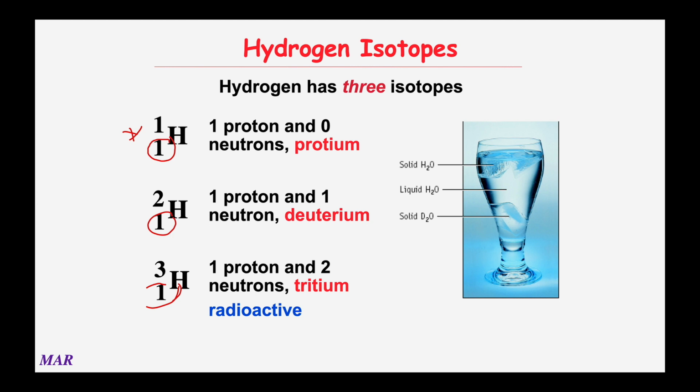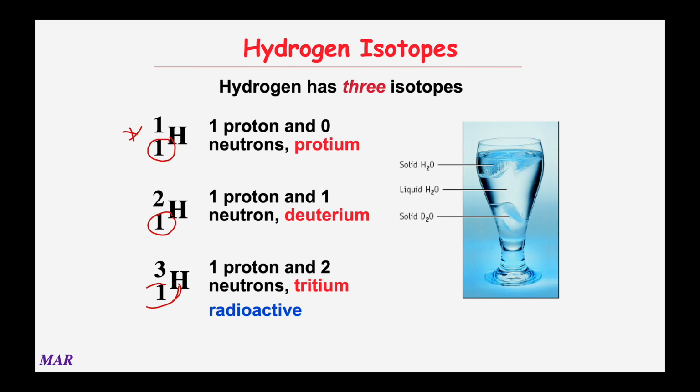Now, the next one, though, is maybe one you've heard before, too. Now, this one has a mass number of 2. So 2 minus 1, that's 1 neutron. This is a heavier version of hydrogen, and the official name is deuterium. But the unofficial name is heavy hydrogen. Heavy hydrogen is sometimes used in nuclear experiments, or you hear about it and stuff like that.